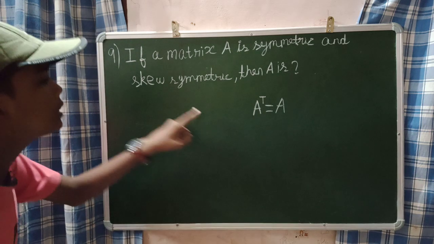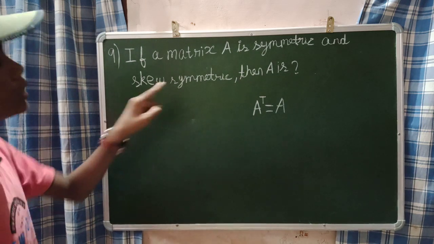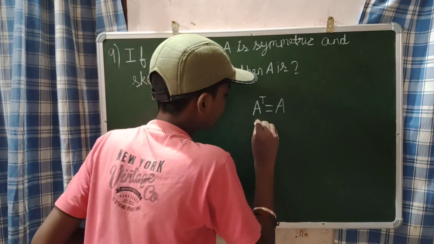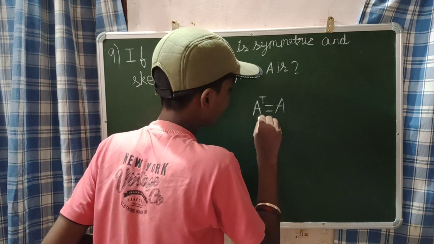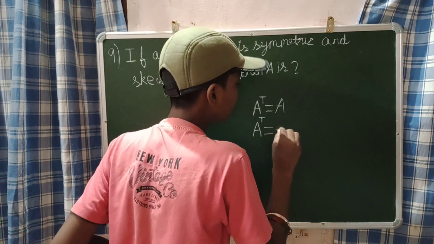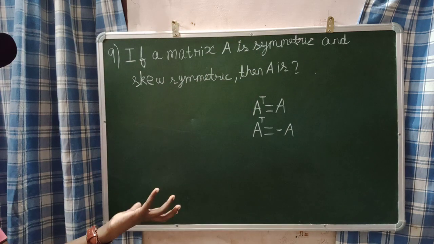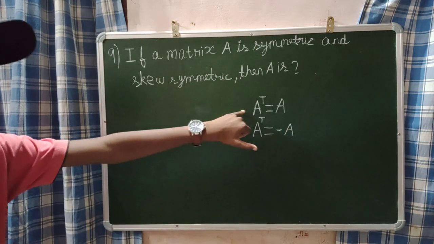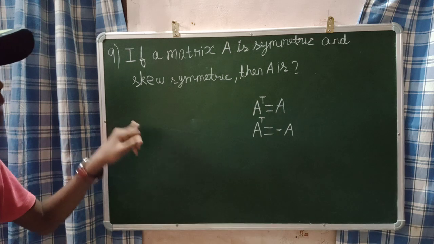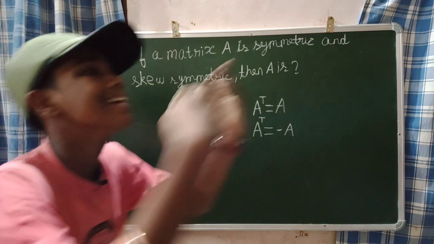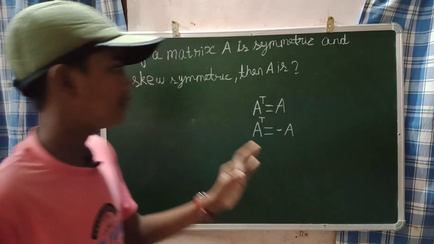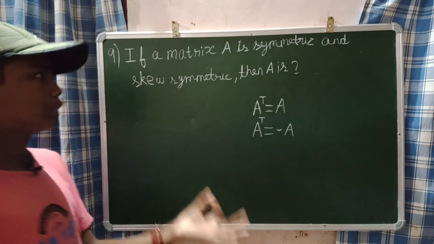Now, what is skew symmetric? Skew symmetric is nothing but A transpose should be equal to minus A. This is what we mean by a skew symmetric matrix. So symmetric means A transpose should be A, and skew symmetric means A transpose should be minus A. This is what we need to know about symmetric and skew symmetric matrices.